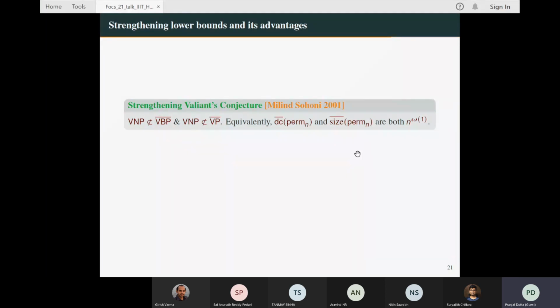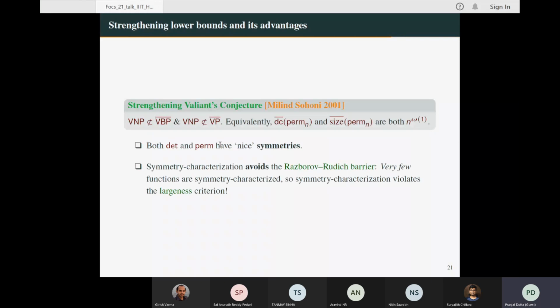These are strengthenings, as I said, because this is a stronger separation. Just proving VNP not inside VP does not imply that, but VNP not inside VP bar does imply that VNP is not inside VP, because VP bar is a larger class. I will not get into that, but just maybe one point.